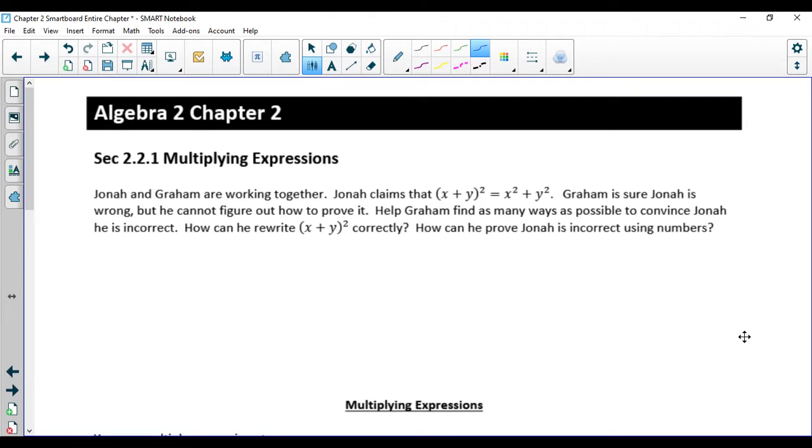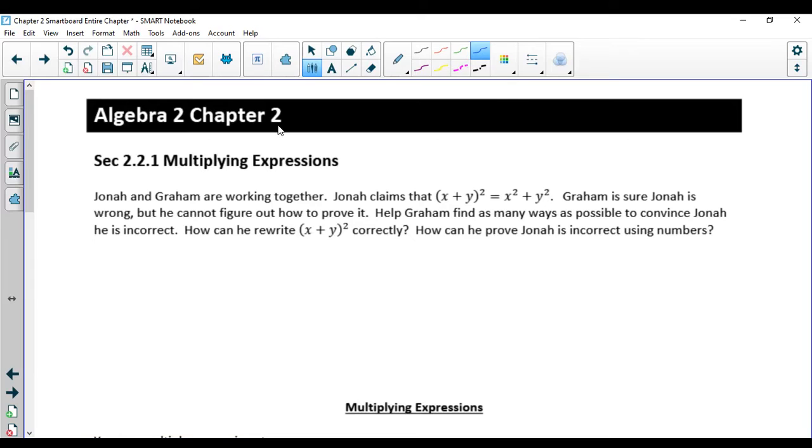All right, so in section 2.2.1, we're going to be looking at multiplying expressions. And we're going to start off with this question. It says, Jonah and Graham are working together. Jonah claims that (x + y) squared equals x squared plus y squared. Graham is sure Jonah is wrong, but he cannot figure out how to prove it. Help Graham find as many ways as possible to convince Jonah he is incorrect.